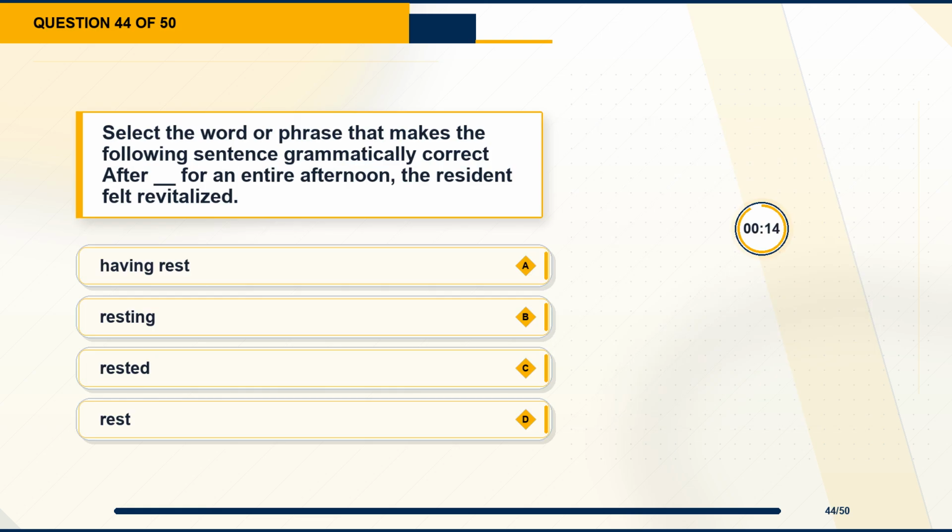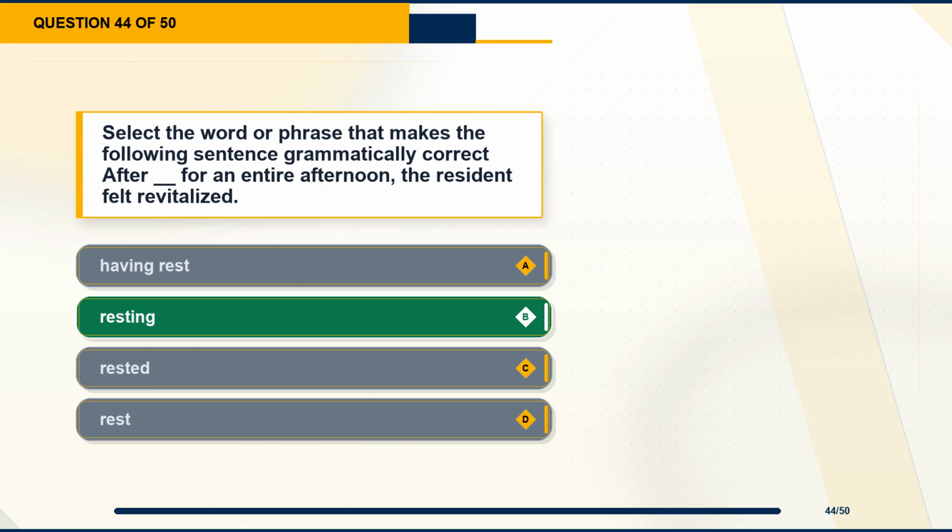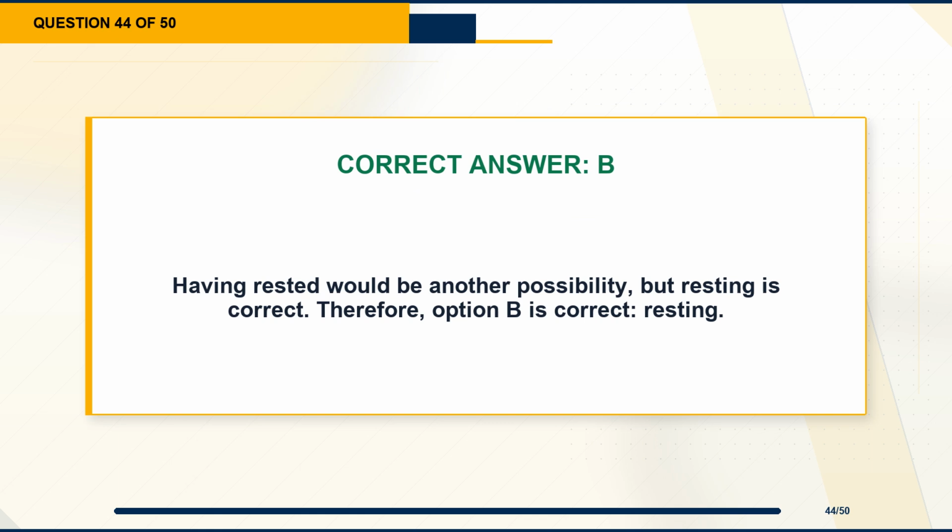Question 44. Select the word or phrase that makes the following sentence grammatically correct after blank. For an entire afternoon, the resident felt revitalized. Option A, having rest. Option B, resting. Option C, rested. Option D, rest. The correct answer is option B, resting. Explanation. Having rested would be another possibility, but resting is correct. Therefore, option B is correct, resting.